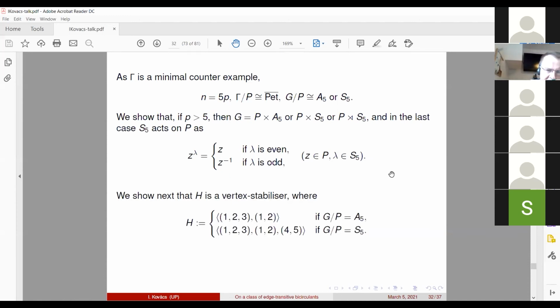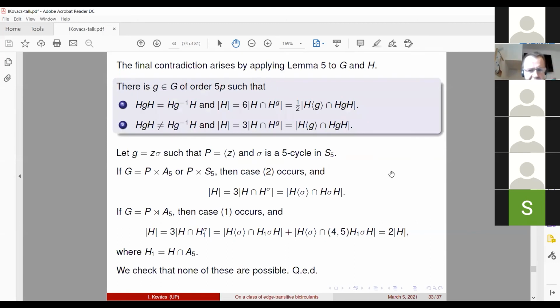The next step is to find a stabilizer. Remember, we want to use the lemma, and it's not difficult to find this small group as the stabilizer. And the final contradiction will arise by simply applying lemma 5 to G and H. We don't know the graph, but we know its automorphism group up to 3 cases, and we also know the stabilizer. In that case, the lemma says that the group should have an element of order n.